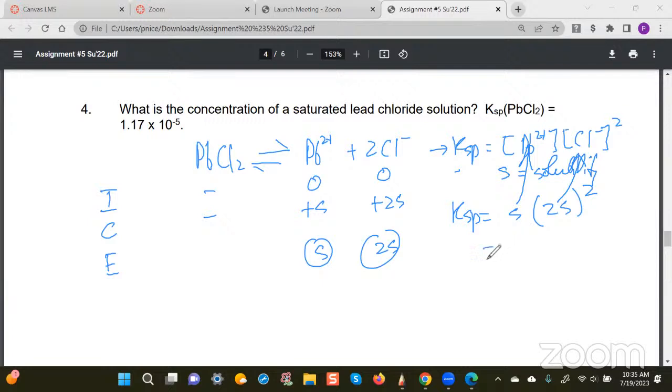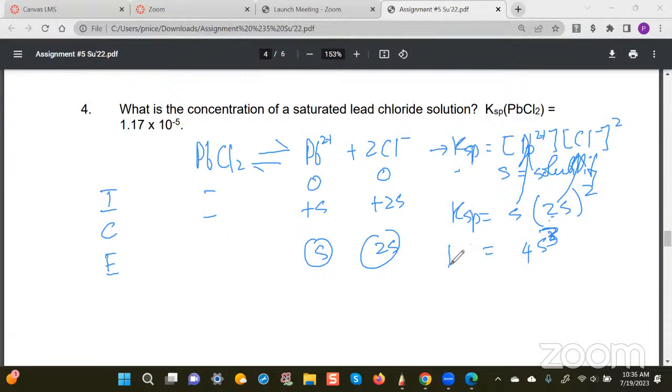So we can simplify this to get this being equal to 4S cubed, because 2 squared is 4. Let me erase this here. This will be 4S squared times S, so that's 4S cubed.